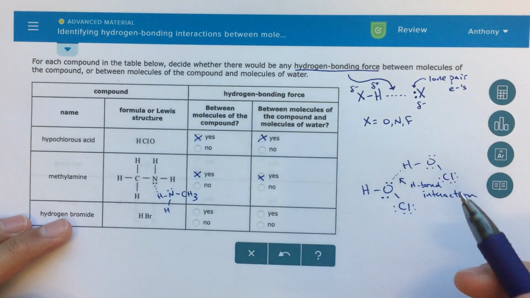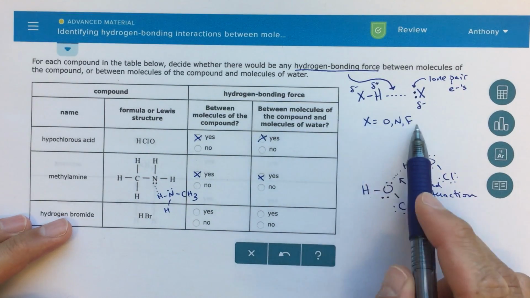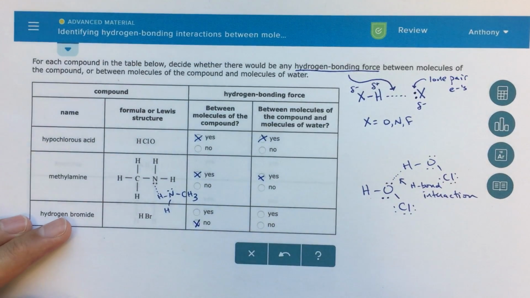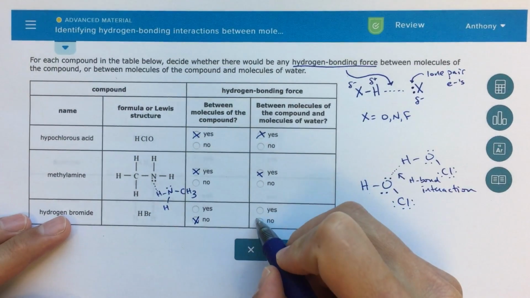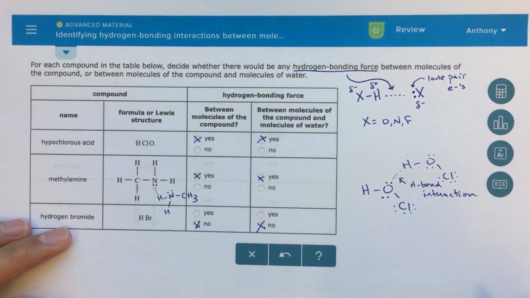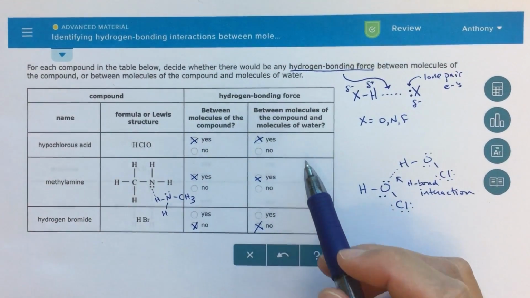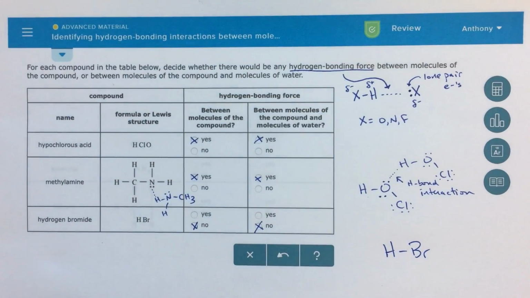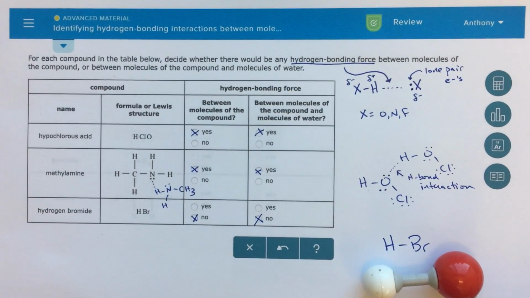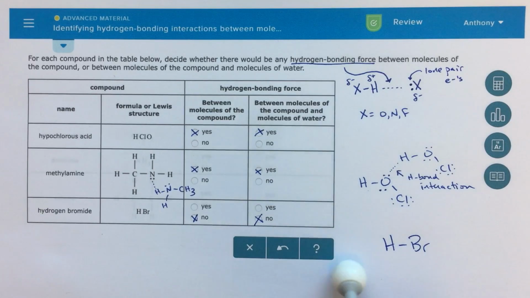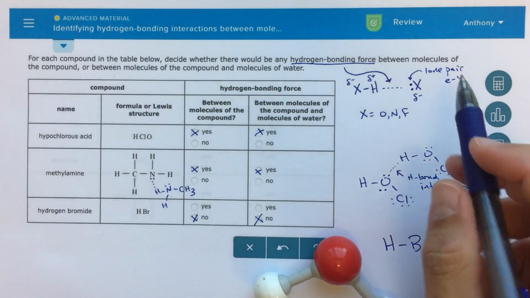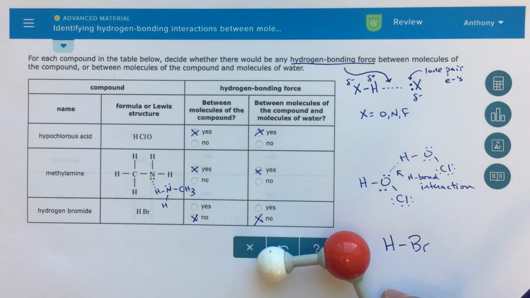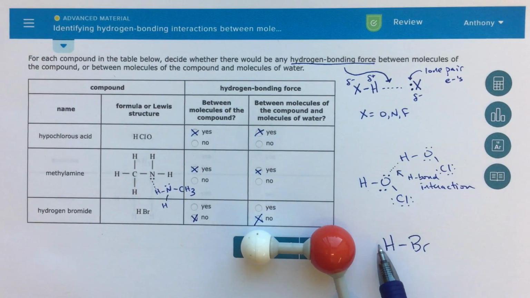Hydrogen bromide, it's not going to fit. Bromine is not O, N, or F, so it is no for between molecules of the compound. And it's also going to be no between molecules of the compound and of water. So if I have HBr, let's go ahead and just draw this one out, and I try to form a hydrogen bonding interaction with water, there's no way that I can line these up that fit this criteria.